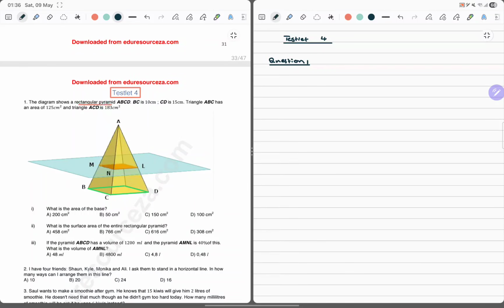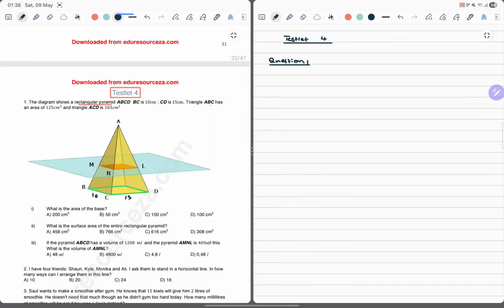That's the very same thing here that's happening here. Now we have this A, B, C, D. So A, B, C, D, because that one is not mentioned, so that's good. BC is 10 centimeters, right? And then CD is 15 centimeters, right?